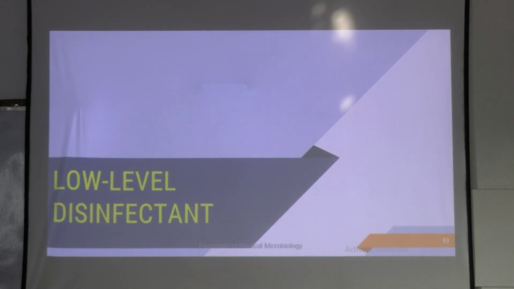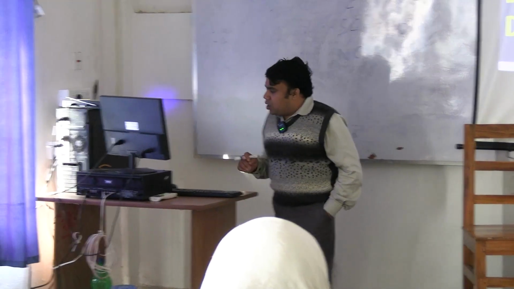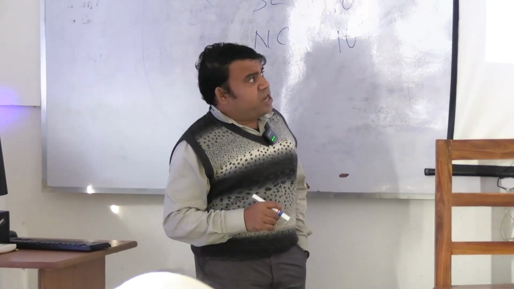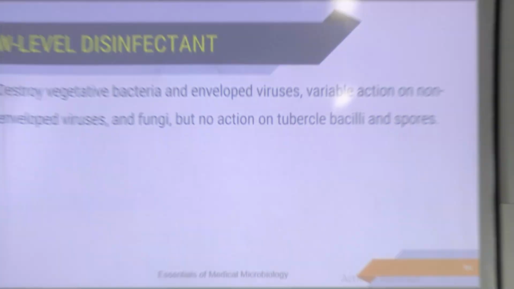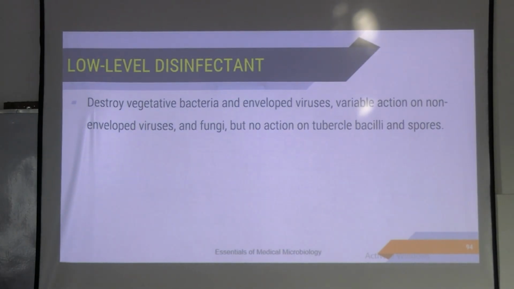So these are the commonly used disinfectants. One is the high level, the other is the intermediate level. The last is the low level disinfectant. Now what is the importance of the low level disinfectant? They destroy vegetative bacteria, enveloped viruses, with variable action on non-enveloped viruses and fungi, but no action on tubercular bacilli, that is mycobacteria. Understood? This is the main differentiating point you have to remember.